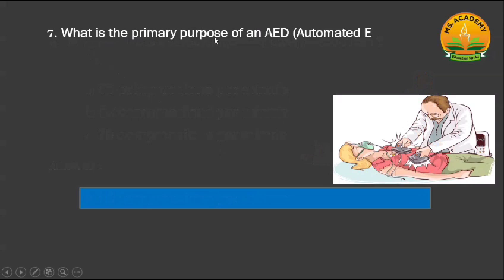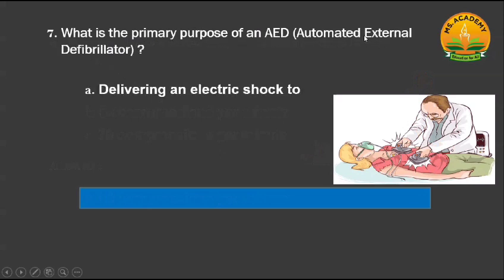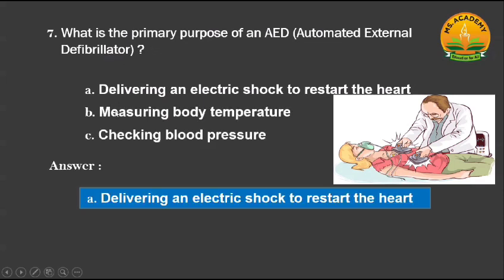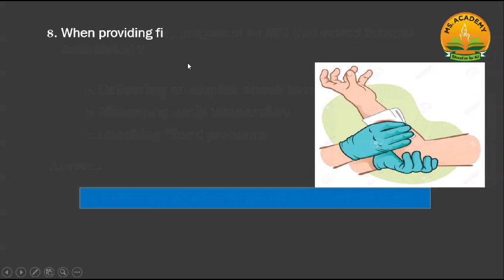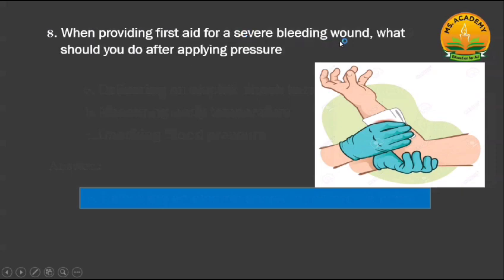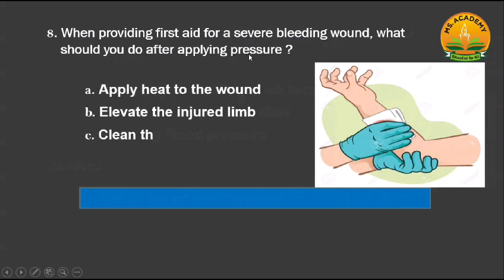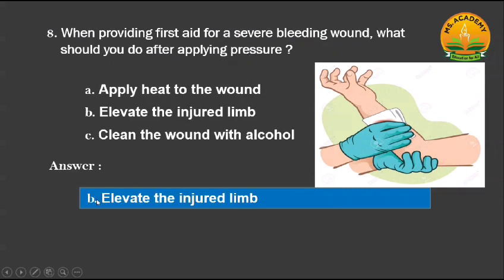What is the primary purpose of an AED, automated external defibrillator? Correct option is A, delivering an electric shock to restart the heart. When providing first aid for a severe bleeding wound, what should you do after applying pressure? Correct option is B, elevate the injured limb.